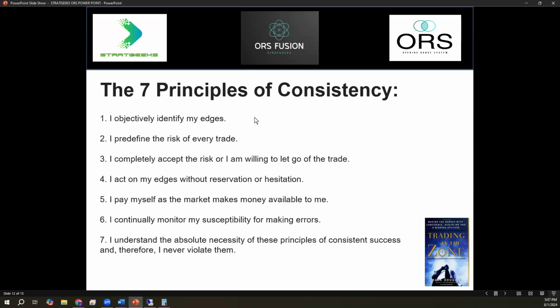I do have to go over the 7 principles of consistency as well. And these are really important. If I don't have 1 through 7, I don't have a trading strategy. Number 1, I objectively identify my edge. Yep, ORS Fusion, that does it for me. Number 2, I predefine the risk of every trade. Absolutely, 100%. Number 3, I completely accept the risk or I'm willing to let go of the trade. Sometimes I don't accept the risk and I let go of the trade. Number 4, I act on my edge without reservation or hesitation. Absolutely. ORS just does it for me.